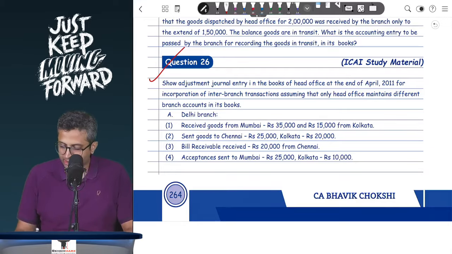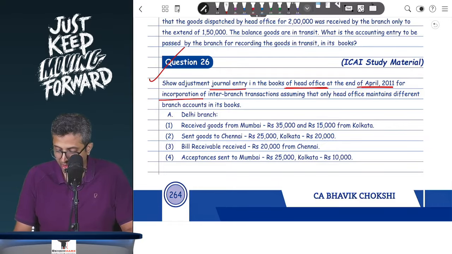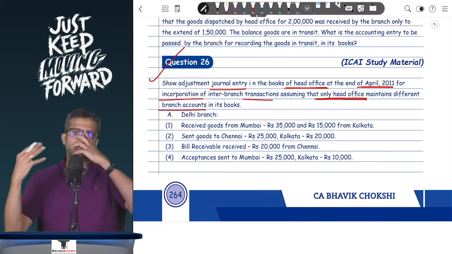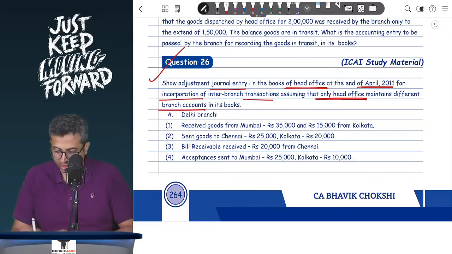Show the adjustment journal entry in the books of the head office at the end of April 11 for incorporation of inter-branch transactions, assuming that only head office maintains different branch accounts in its books. So all the accounts are centralized in the head office. Over here, for the Delhi branch, received goods from the Mumbai branch of 35 and 15 from Kolkata.